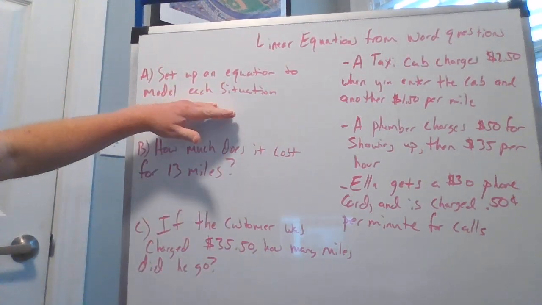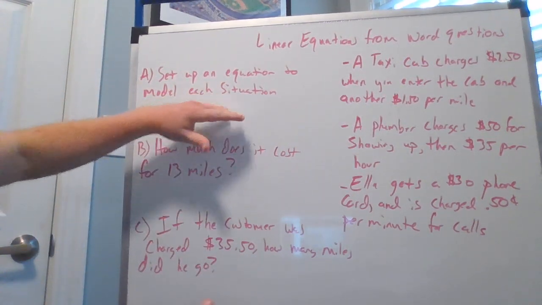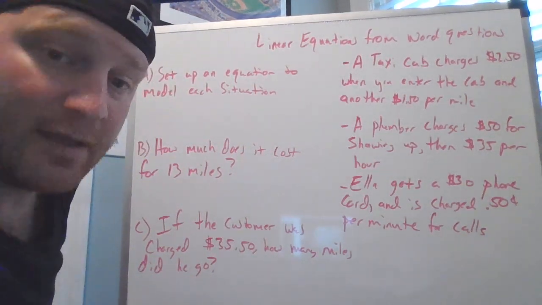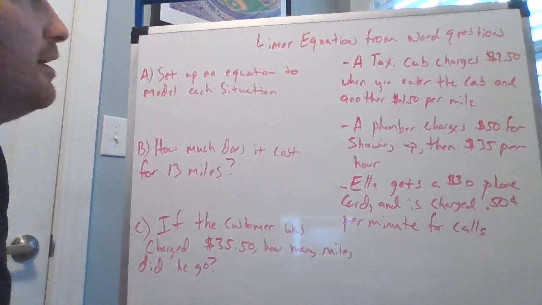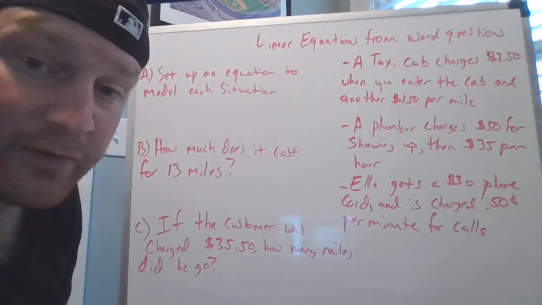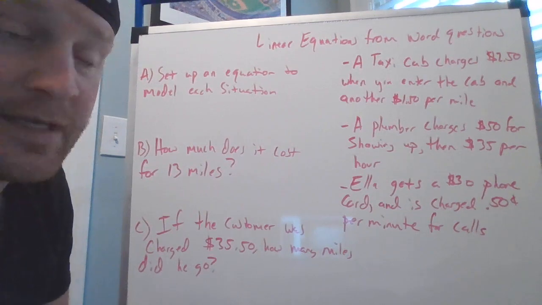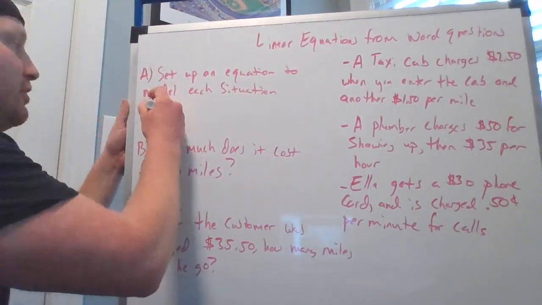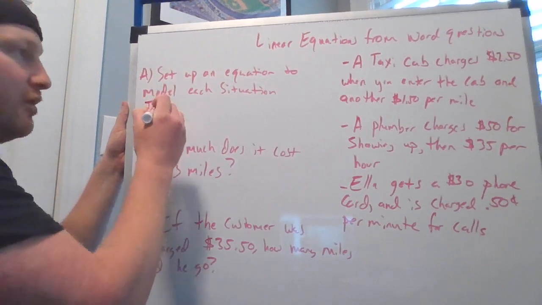So first thing we're going to do is set up an equation to model each situation. Now, I'm going to say this time and again: please make sure you always have a key for your variables. You can use whatever letter you want. You can use X and Y every time, or T and M in this case. Doesn't make a difference. So first thing you're going to do is, what are your variables?